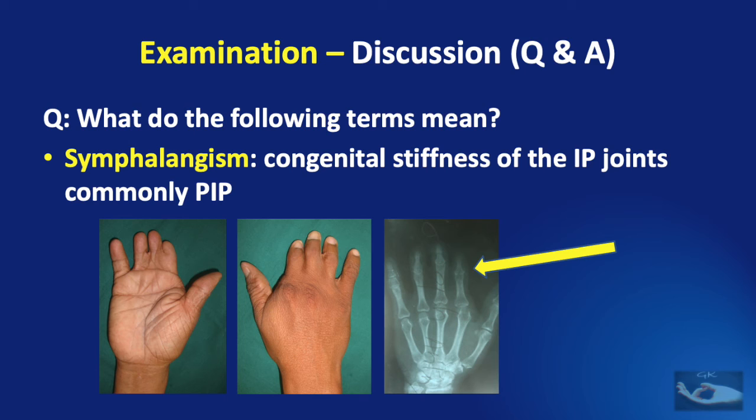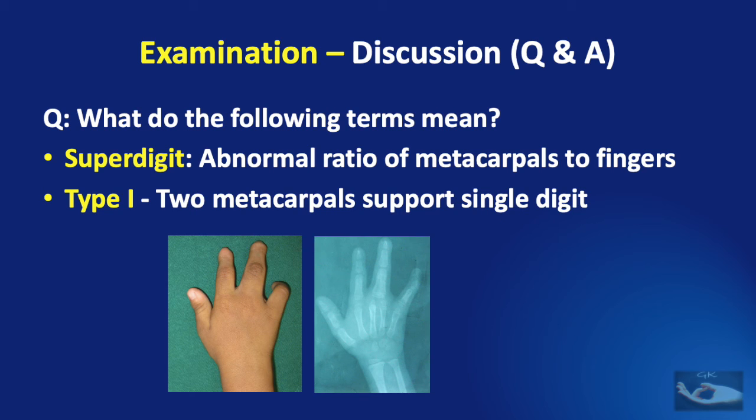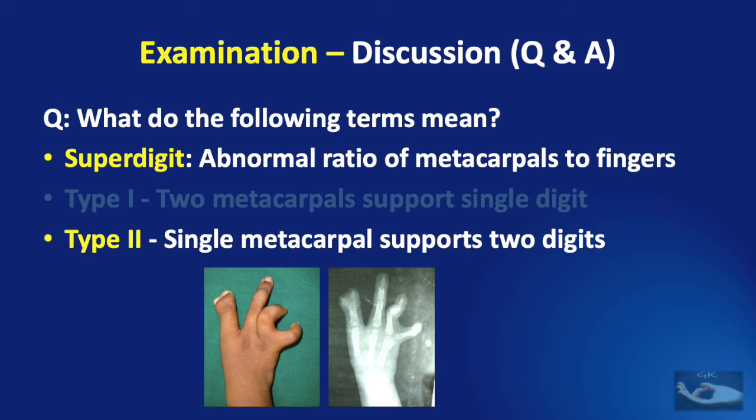So, the phalanges are also fused together. Hence, there will be no movement at the interphalangeal joints of these syndactylized fingers. And finally, the superdigit, where there is an abnormal ratio of metacarpals to fingers. There are 2 types here. Type 1, where 2 metacarpals support a single digit, and type 2, where a single metacarpal supports 2 digits.